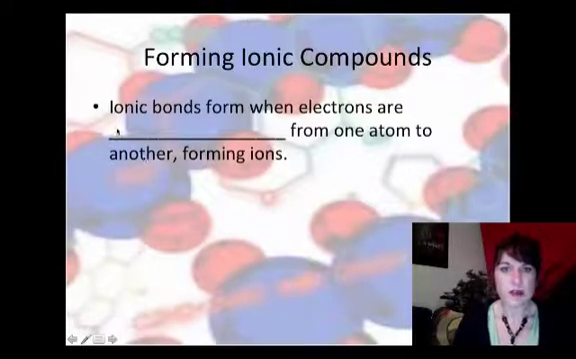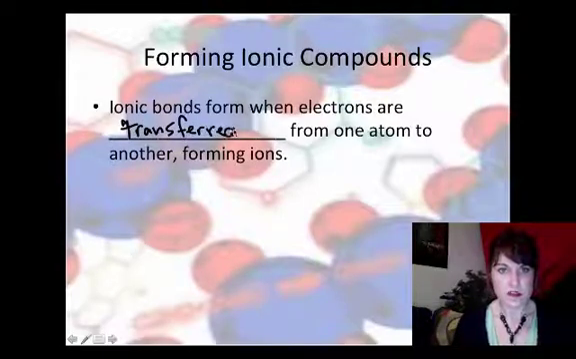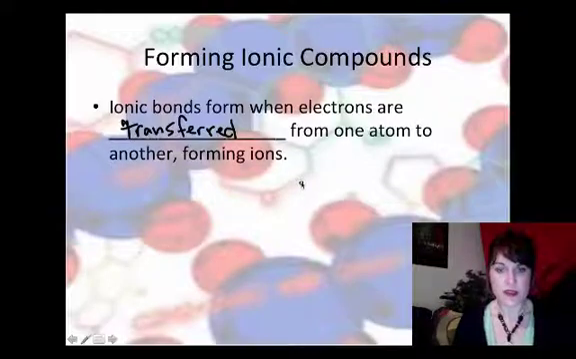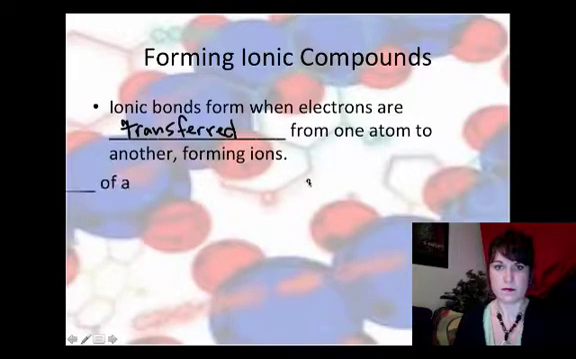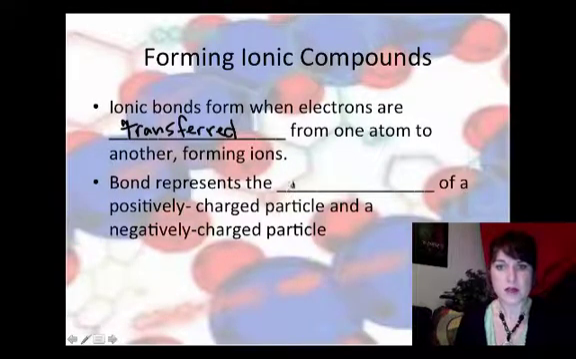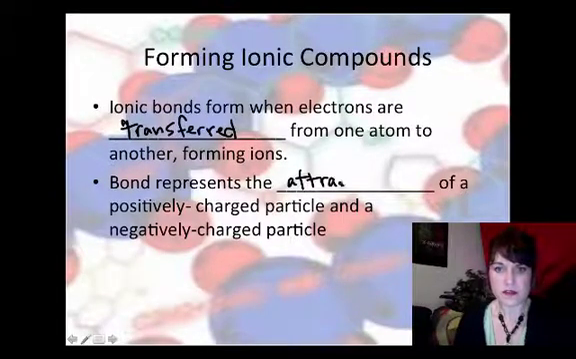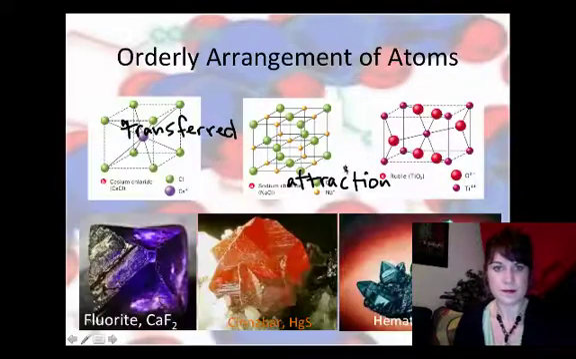Ionic bonds form when electrons are transferred from one atom to another. So we remove electrons from one atom and add them to another. So the bond represents the force of attraction of a positively charged particle and a negatively charged particle. Here's some examples.